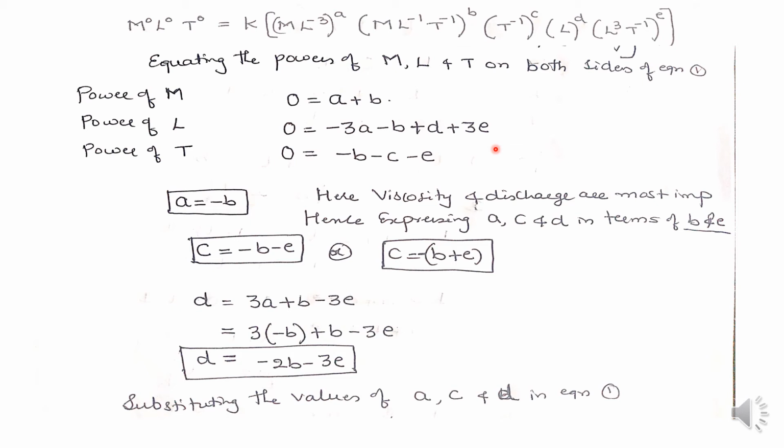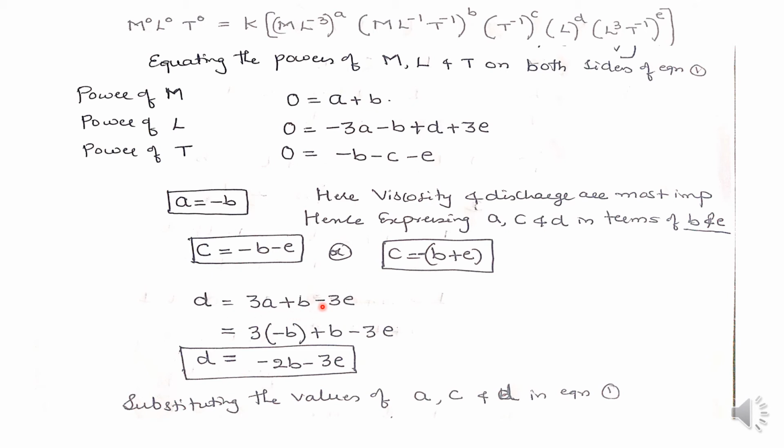Here we are going to express A, C and D in terms of B and E, because these two are most important. So let us express A in terms of B, C in terms of E or B, and D also in terms of B and E. As per this equation, I can express A in terms of B only, where A is equal to minus B.